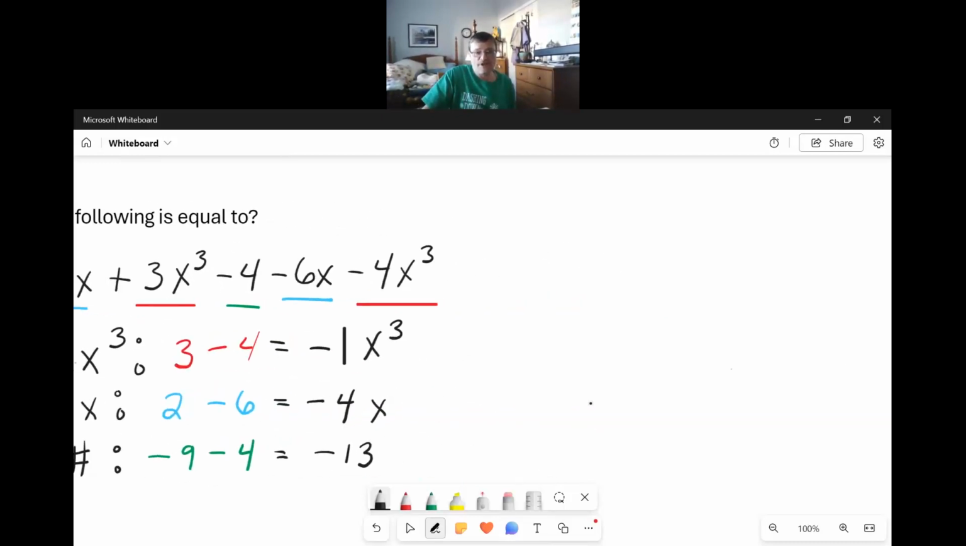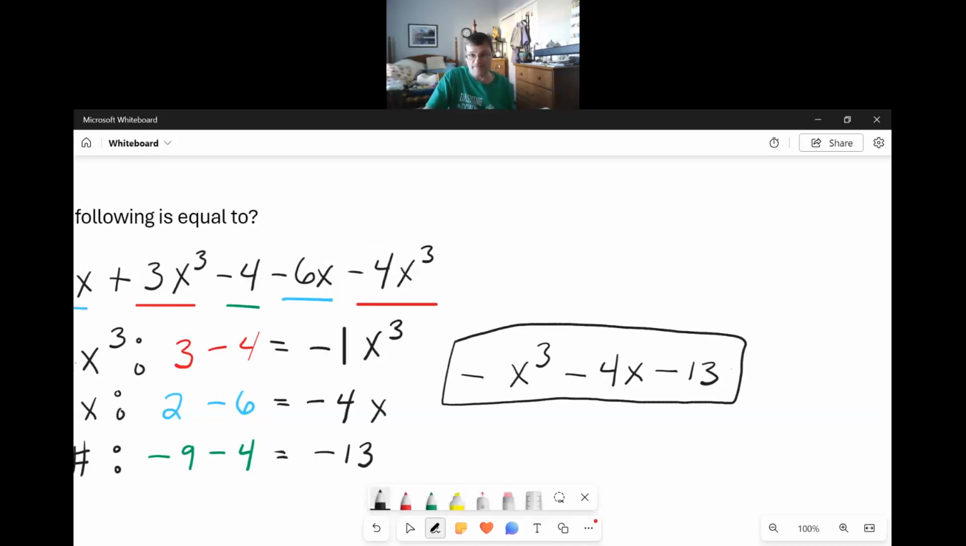So then we're going to write all of these terms in horizontal fashion. So negative 1x to the 3 minus 4x and minus 13. If you have a coefficient of 1, you will not see it in any multiple choice selection. It is understood that there's an imaginary 1 there. However, that negative sign has to be there. We have a final answer of negative x to the 3 minus 4x minus 13. Final answer.